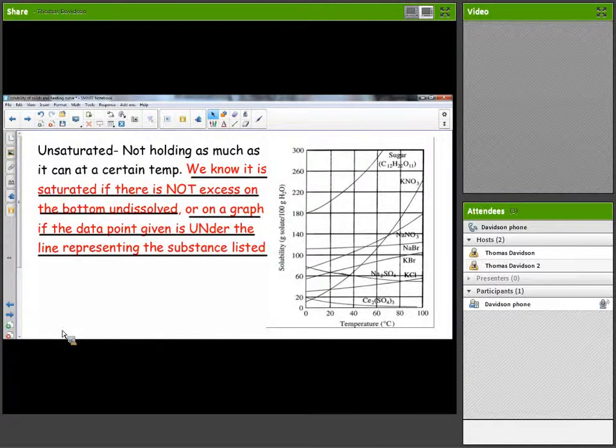Unsaturated means not as much. Okay? So we have the definition. It's a solution that's not holding as much as it can at a certain temperature. Then our next one, we know it's saturated if there is not excess stuff on the bottom that is undissolved. If the liquid is just crystal clear with nothing, now it could be colored, but if there's no stuff at the bottom, then it is unsaturated.